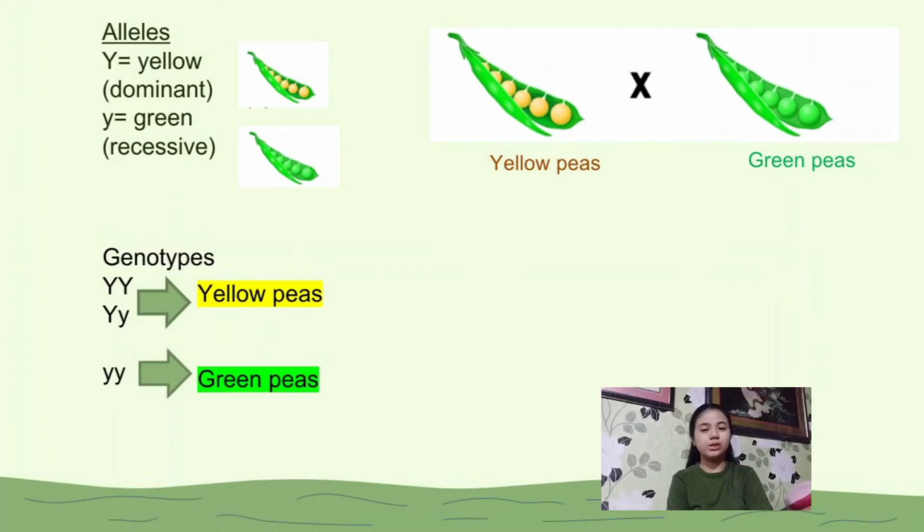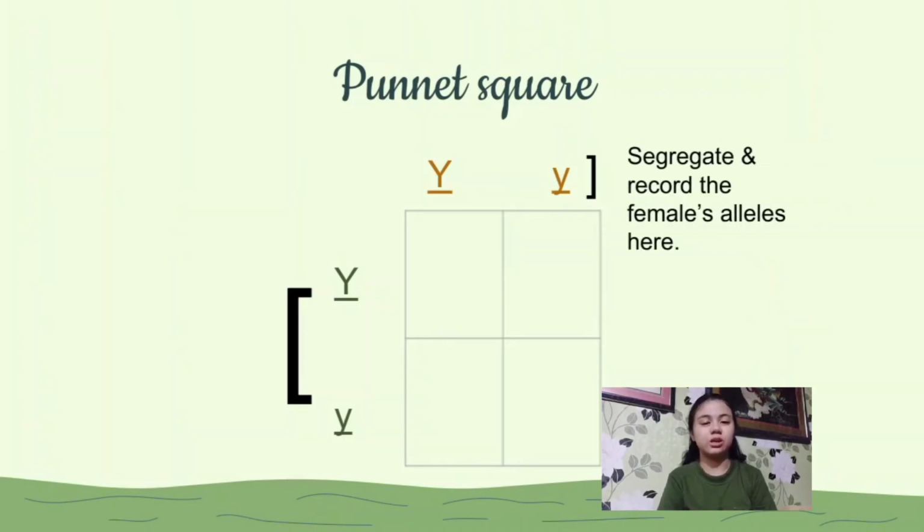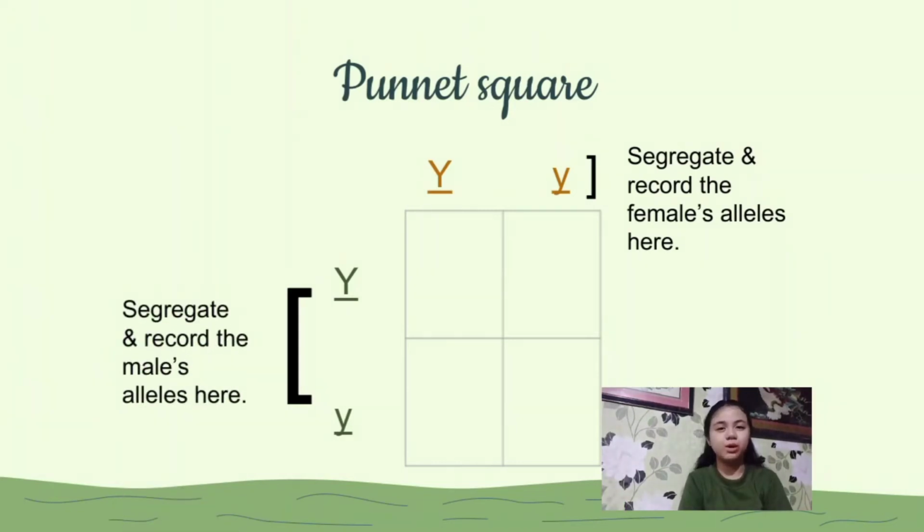So, if you have two heterozygous parents and you want to predict the genotypes and phenotypes their offspring will have, you will have to set up a Punnett square. A Punnett square is a tool used to predict the probable outcomes of a genetic cross. To make a Punnett square, we draw a square and draw a cross inside of it. To fill up the Punnett square, we must first separate each of the parents' alleles. On the top, we segregate and record the female alleles, and on the left, we segregate and record the male alleles. Now, to fill it up, we will put the parents' alleles in all possible combinations.